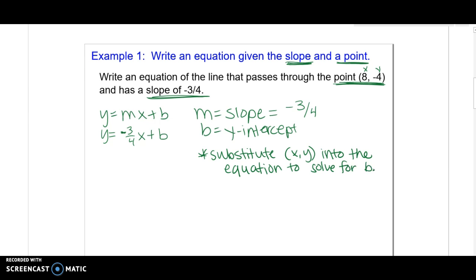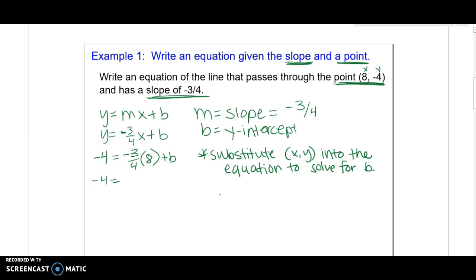So I'm going to show you how you would substitute those values in. So instead of y, now we have -4. We still have equals -3/4. And instead of x, now we have 8, plus b. Okay. So we need to go ahead and solve for b. So we have -4 equals, we know this -3/4 times 8 is what we need to solve.